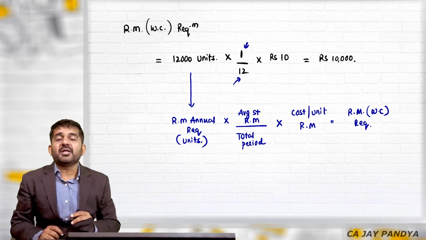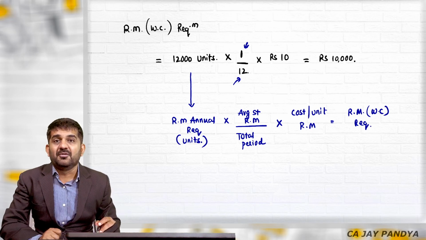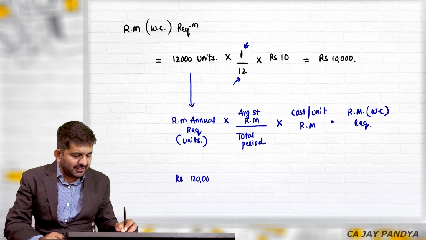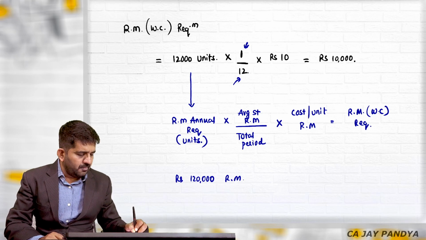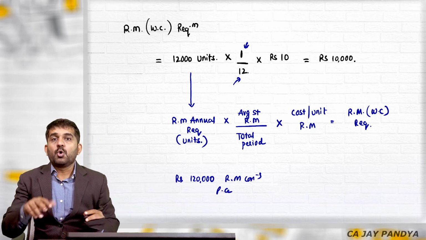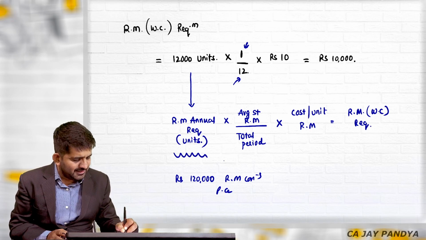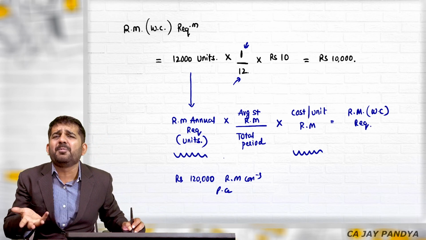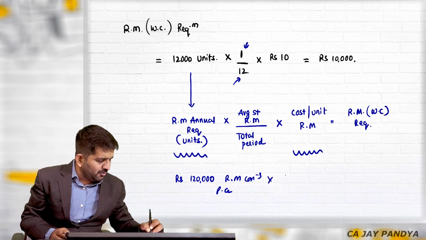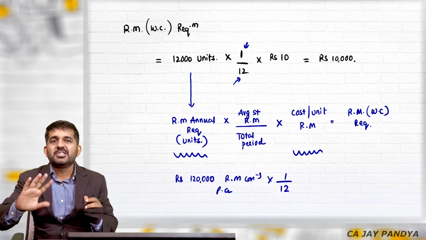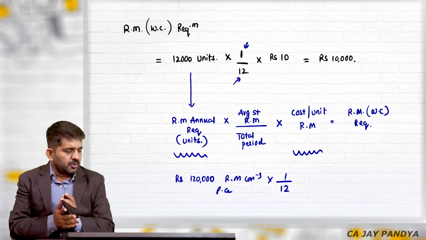See, sometimes what happens is students are confused. This is given: rupees 1,20,000 is raw material consumption per annum. So this multiplied by this is already given. The answer is given in rupees. You can easily find out the answer, multiplied by 1 divided by 12. Alright. So logically, if the concept is clear, it will be better.